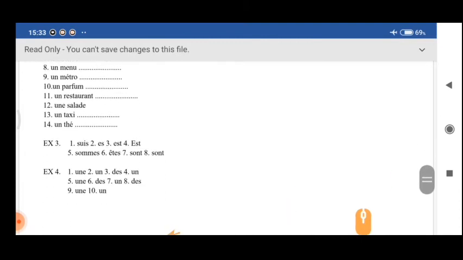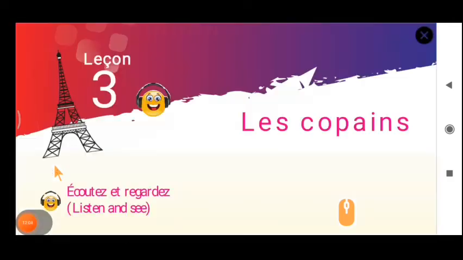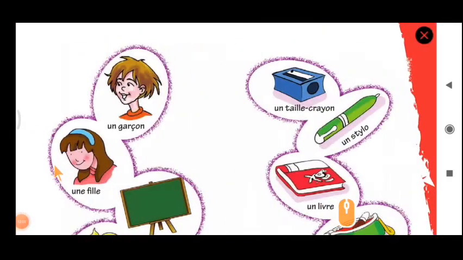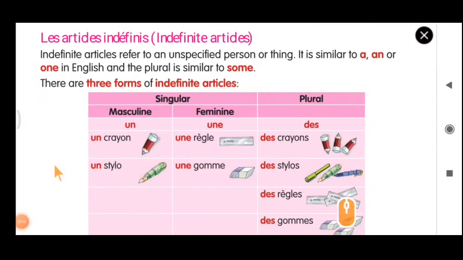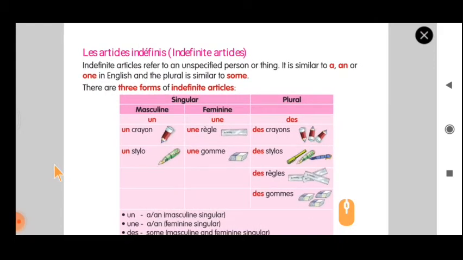Now we will revise this exercise 4 from lesson 3, l'article indéfini once, because we will have an online test on this tonight. Okay, so now we are in lesson 3, les copains. From this exercise we are just going to revise this l'article indéfini. So I'll shortly help you with how it functions.